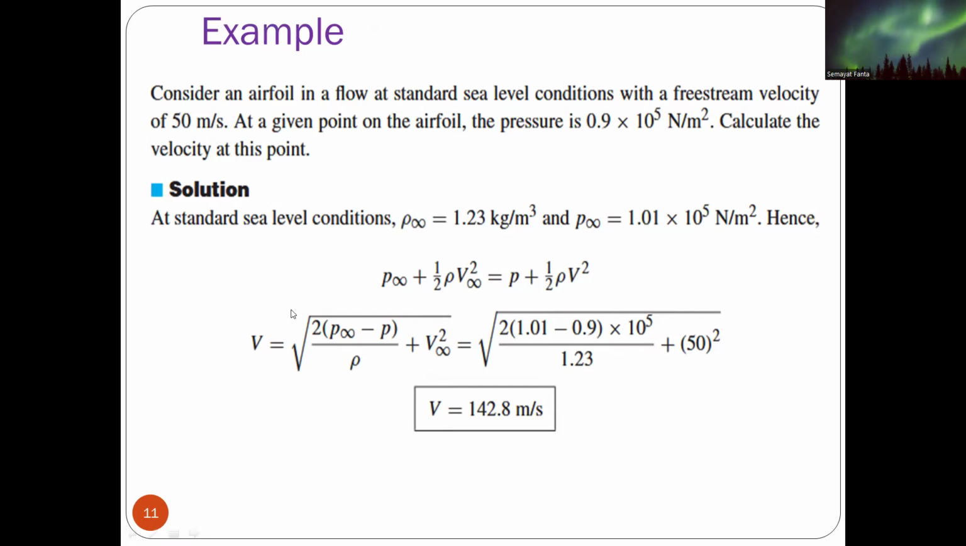Okay, so we have been given two parameters. One is the free stream velocity at sea level, and the density is known for the air. Most of the time it is 1.225, so let's consider it 1.23 kilogram per meter cube. And the free stream pressure at the sea level condition is known, which is 101 times 10 raised to 5 Newton per meter square.